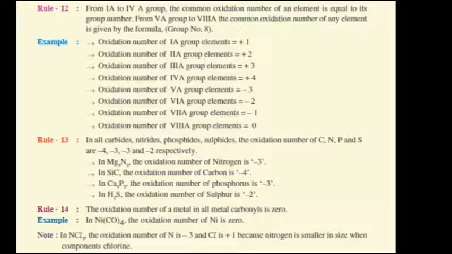Rule 14: The oxidation number of metal in all metal carbonyls is 0. Example, nickel carbonyl, the oxidation number of nickel is 0. Note, in NCl3, the oxidation number of N is −3 and Cl is +1 because nitrogen is smaller in size than chlorine.